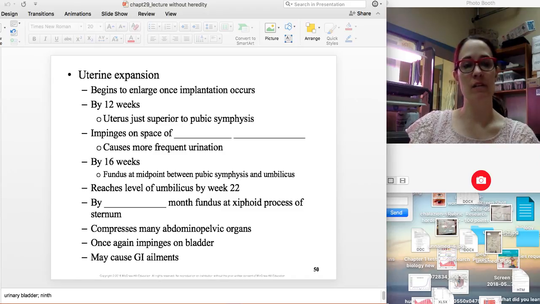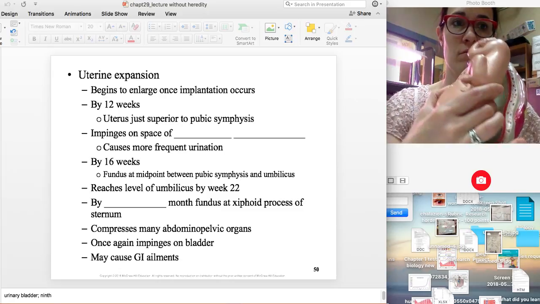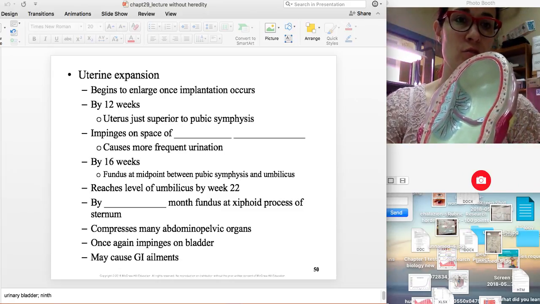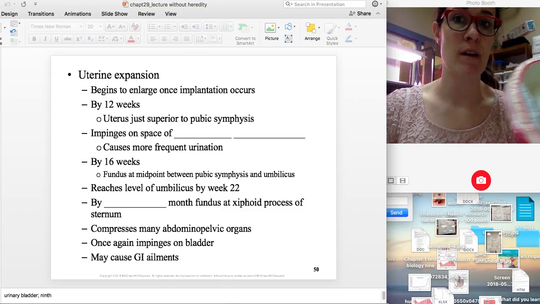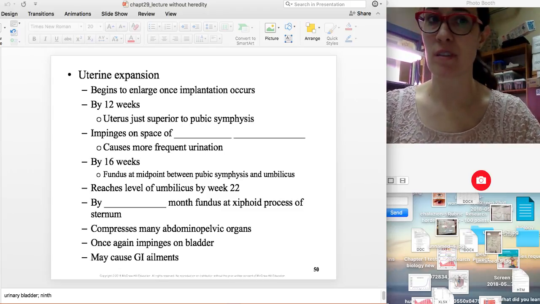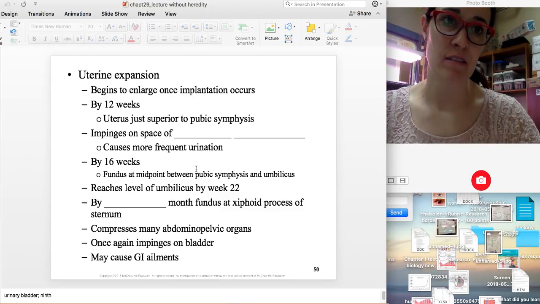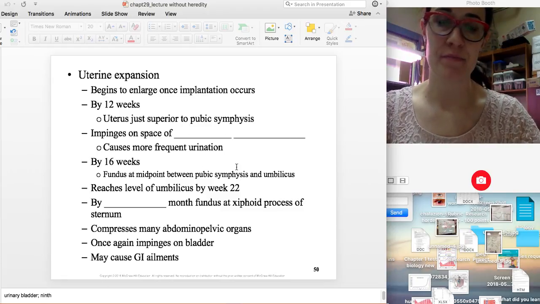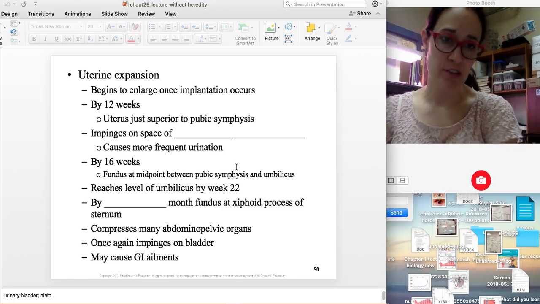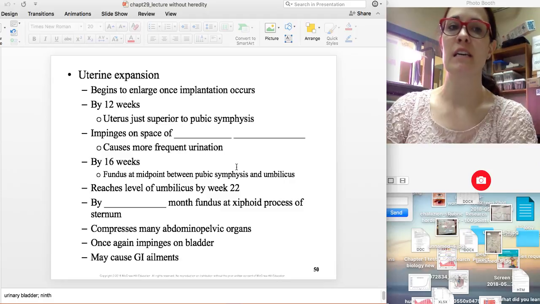So, this is the uterus without the baby in it. Okay, I took the baby out, okay? So during pregnancy, it expands tremendously. By 12 weeks, it's just superior to the pubic symphysis, so not very big. But it does start to impinge on the space of the urinary bladder. This causes more frequent urination, and also just generally increased blood volume causes increased urination.